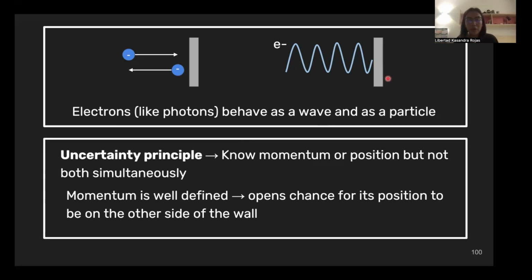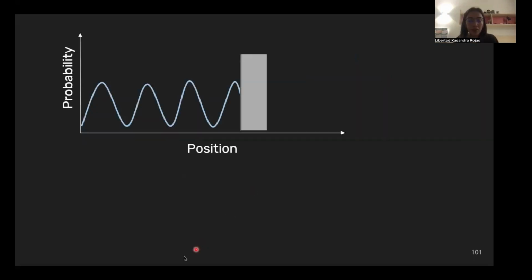And in order to have a better understanding of this, we're going to look at the probability wave of our electron. This is just a wave that's telling us where it is most likely for the electron to be at different positions. Okay, so the tops here represent where it is most likely to find our electron.